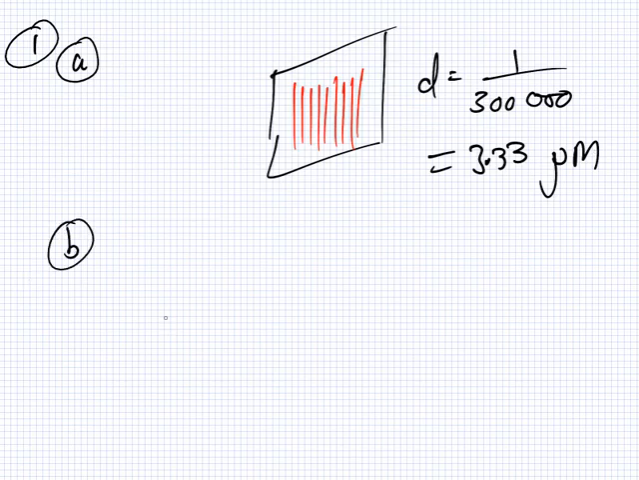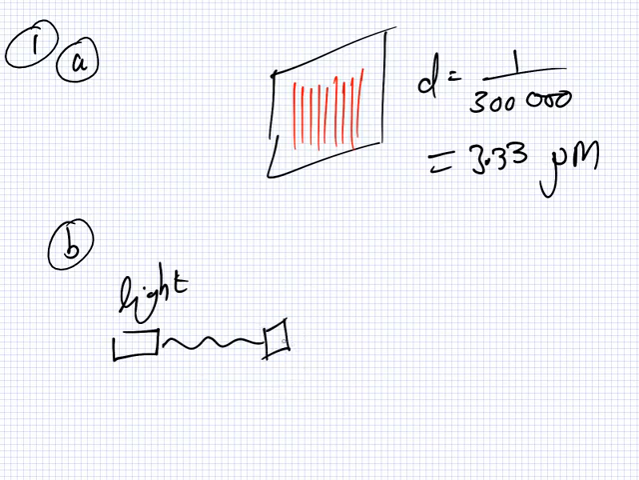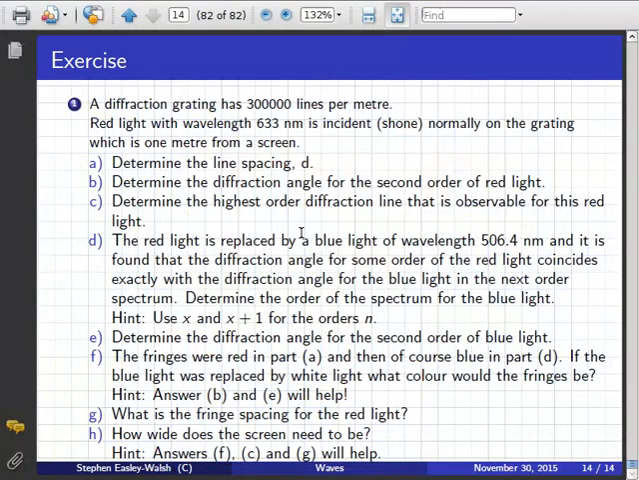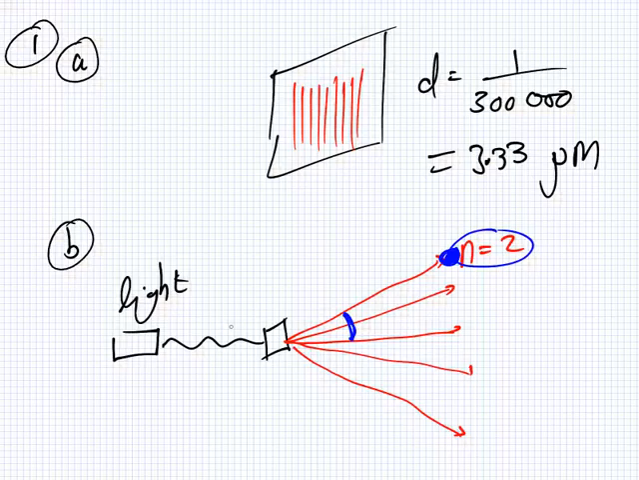So part B now. What happens is you have some light and you shine it through this diffraction grating, and then it spreads out, as you know. So my question is, what is the angle here for the n equals 2 spot? And I also tell you the wavelength is 633 nanometers.